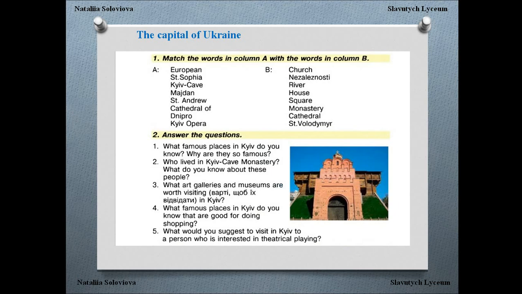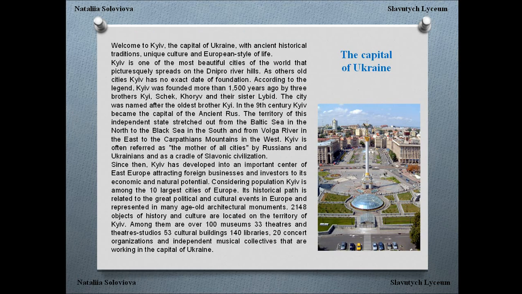But let's read just some basic information about our capital. So if you're ready, please follow me. Welcome to Kiev, the capital of Ukraine, with ancient historical traditions, unique culture, and European style of life. Kiev is one of the most beautiful cities of the world that picturesquely spreads on the Dnipro River hills. As other old cities, Kiev has no exact date of foundation. According to the legend, Kiev was founded more than 1,500 years ago by three brothers, Kei, Shek, Horiv, and their sister Libit. The city was named after the oldest brother Kei.